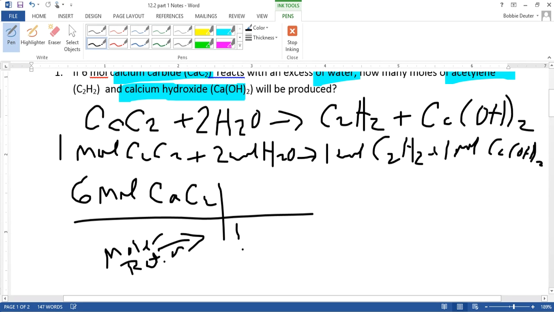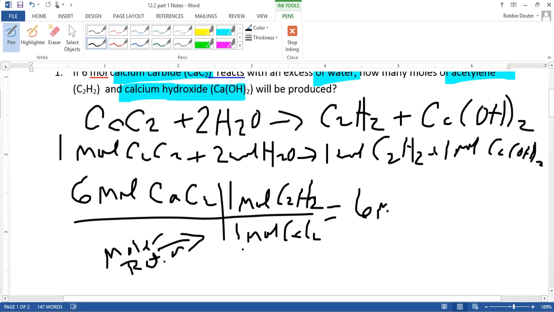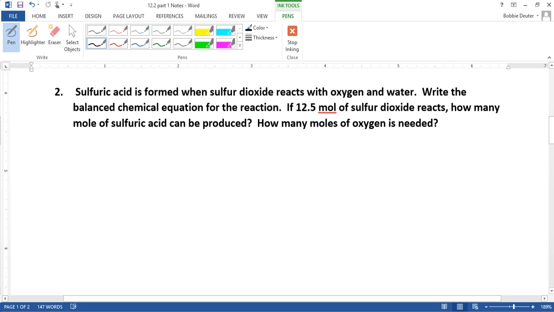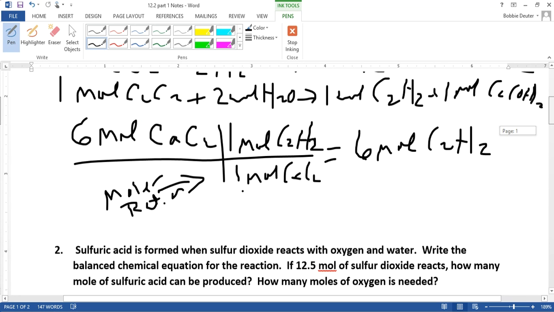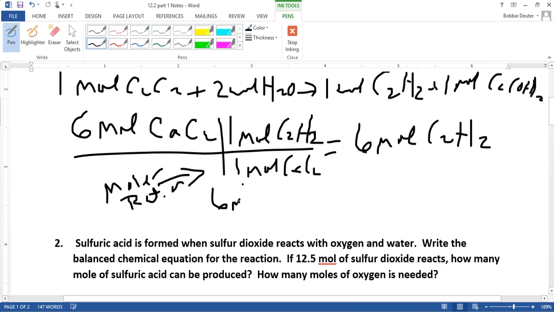So we have 1 mole of CaC2, and we want to go to each of our products. Let's go to our first product, C2H2. We have 1 mole of C2H2. Multiply the top, divide by the bottom, and you have a total of 6 moles of C2H2. We do the same step for our next product. We start with our given 6 moles of CaC2 and put that on the bottom.